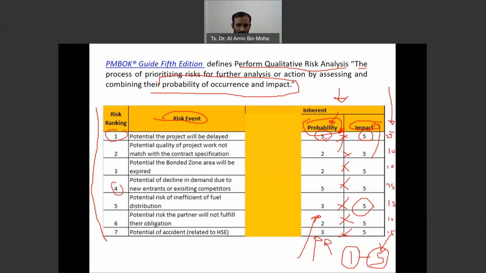And which one is third? It's 15. Okay, number five. So this one, and then this one, and then others. This. So you rank them. So you know which risk that you need to give more priority. So this is just an example. Okay, I'm just giving an example based on this slide.